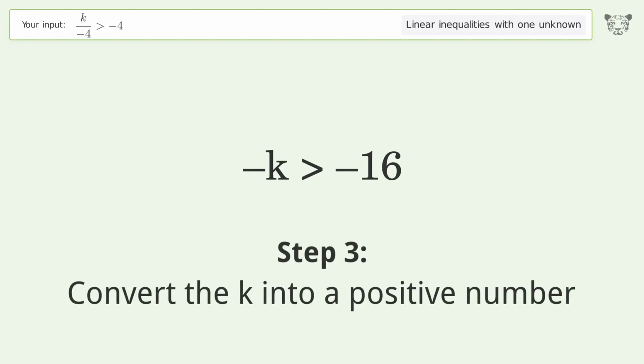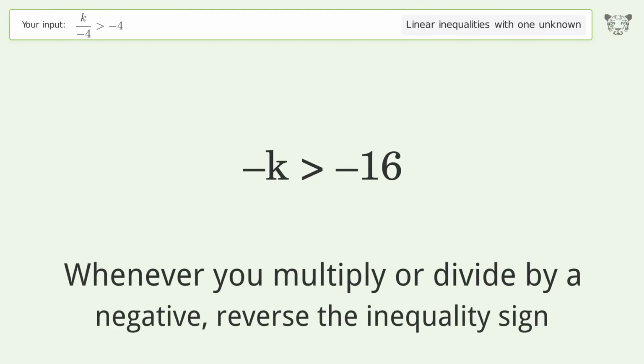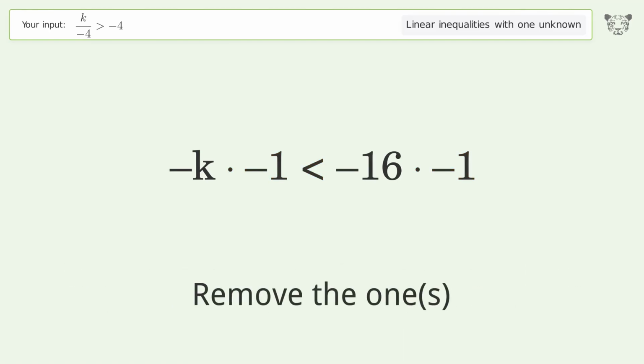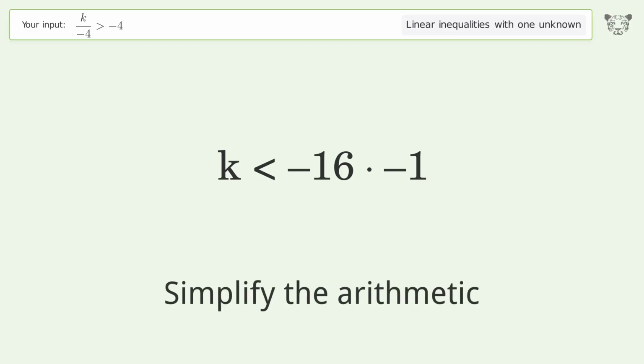Convert the k into a positive number. Multiply both sides by -1. Whenever you multiply or divide by a negative, reverse the inequality sign. Remove the ones. Simplify the arithmetic.